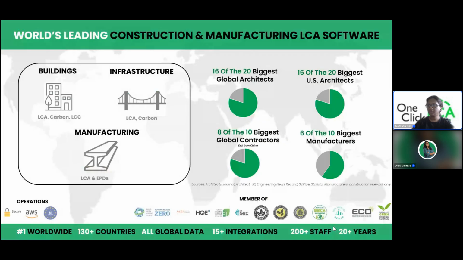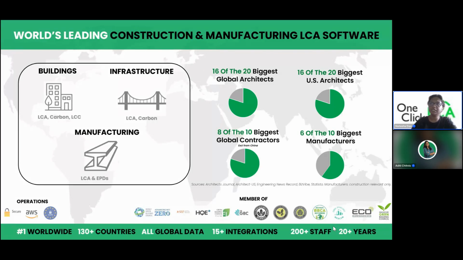All right. So I will give you a brief introduction to One-Click LCA. We are the world's leading construction and manufacturing LCA software. We have three verticals of tools. The first one is building design and construction. So you can do an LCA for any building you might have, even if you are attempting green building credits such as LEED, BREEAM, or IGBC. IGBC has a new requirement for net zero, in which the LCA is mandatory. So you can use our software to do the LCA study for that.